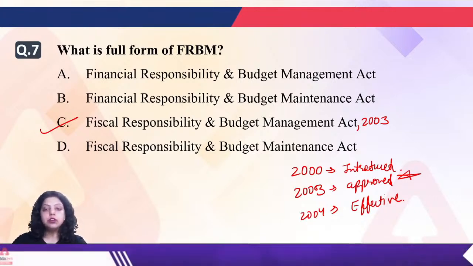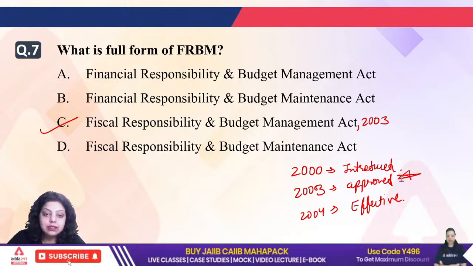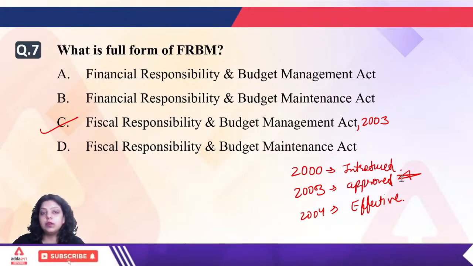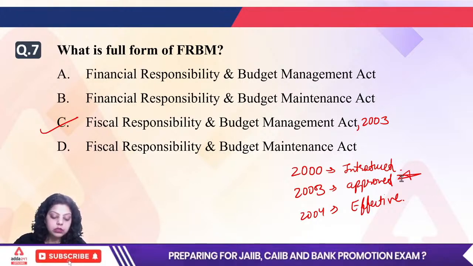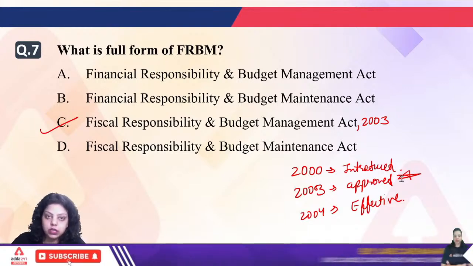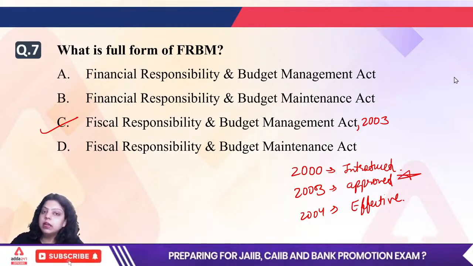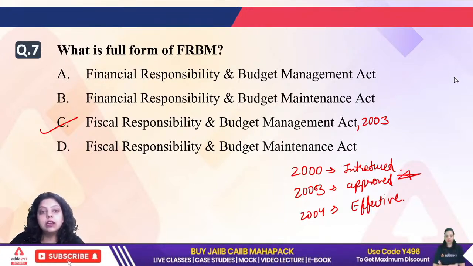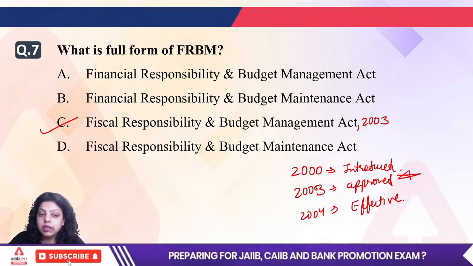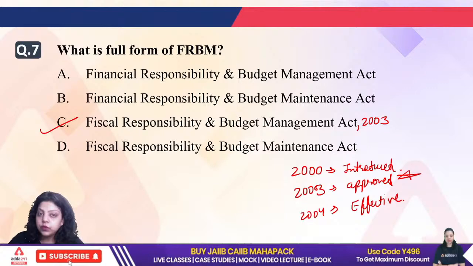Okay, and why have we introduced this FRBM Act? The reason behind introducing FRBM Act was to maintain the financial discipline or to reduce the deficits of the government. So FRBM Act was introduced to maintain the financial discipline in the country and to reduce the different deficits of the government, which is fiscal deficit or revenue deficit. After that, we wanted to give the flexibility to Reserve Bank of India to deal with the inflation in the country. So these are the three purposes because of which FRBM Act was introduced and approved in the year 2003, but effective from 5th of July 2004.